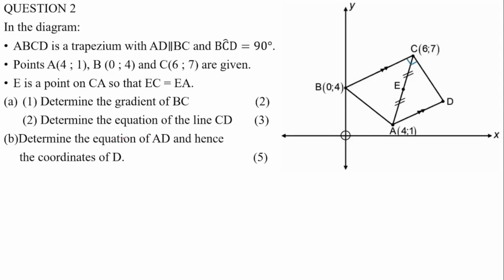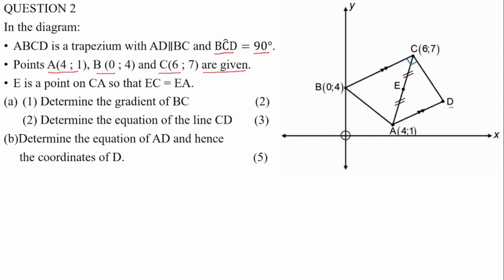Welcome back. Let's do question 2. In the diagram, ABCD is a trapezium. This is ABCD, right, with AD parallel to BC, and angle BCD is 90 degrees. Points A, B, and C are given, right?